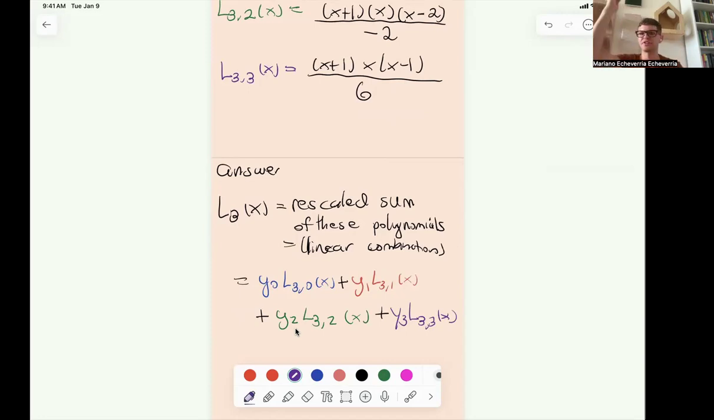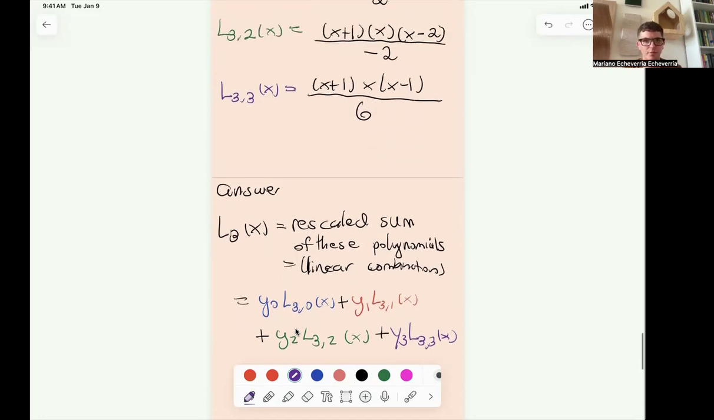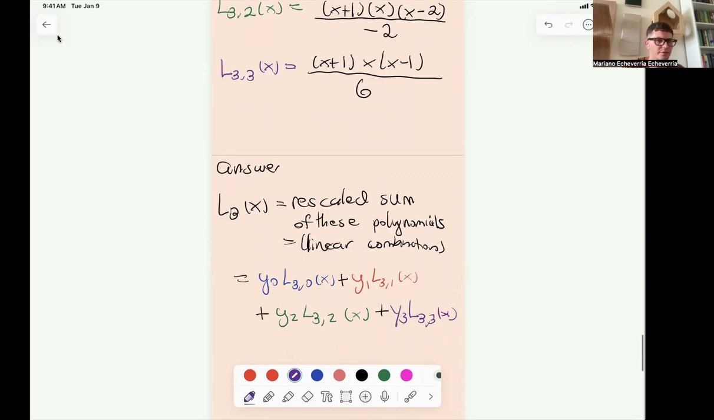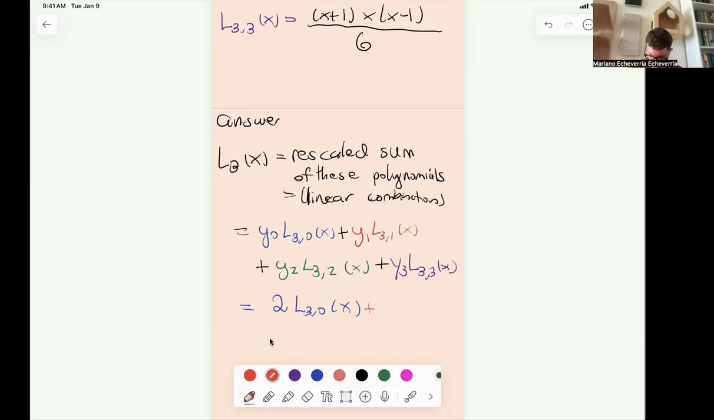And you stretch it out by the y value that you wanted the polynomial to pass through. In this particular case, just because of how the numbers I chose, again, let me see, y0 was 2. So you get 2 times L30x, and then the other one was 0. And then 3 and 0.